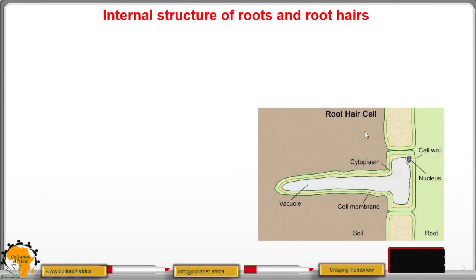So this is a root hair cell. It has a cell wall, we have a nucleus, then the cytoplasm. The whole of this space is the vacuole. Just below the cell wall is the cell membrane.